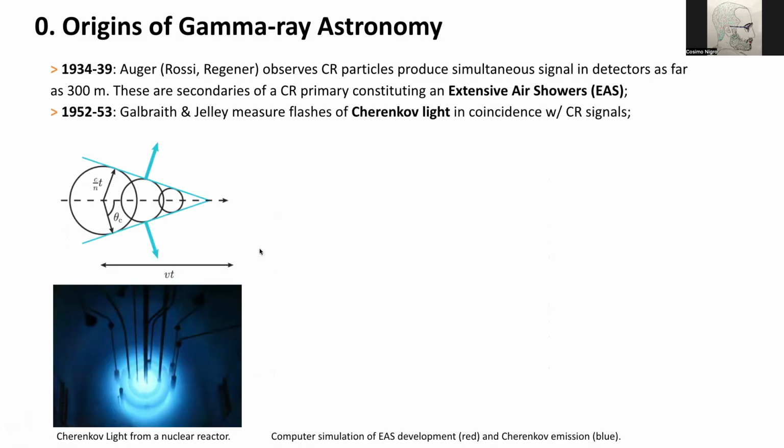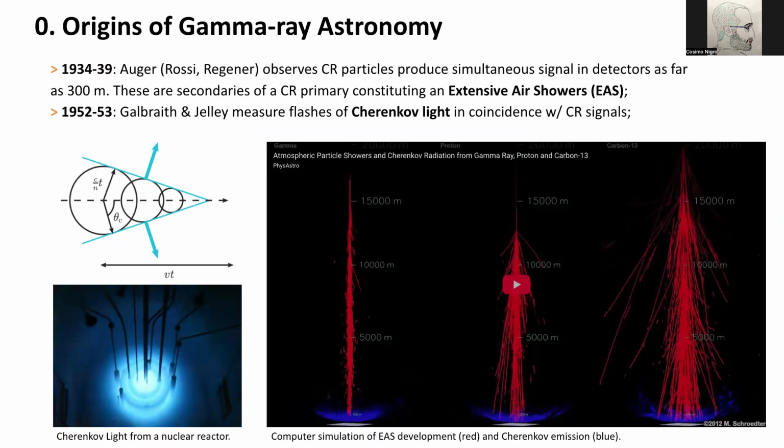And then another important discovery that we will actually use to do gamma ray astronomy is the discovery that this extensive shower produces Cherenkov radiation. What is Cherenkov radiation?